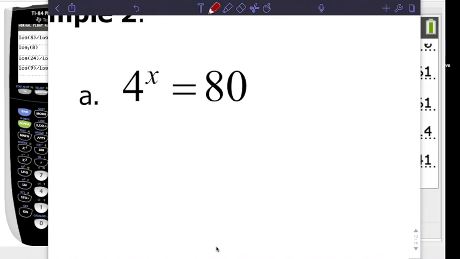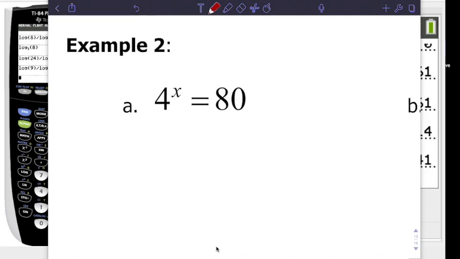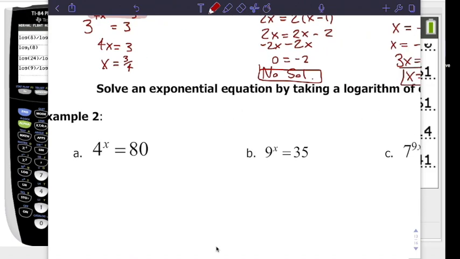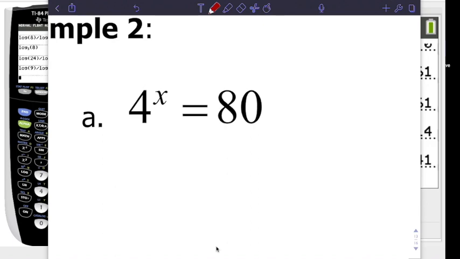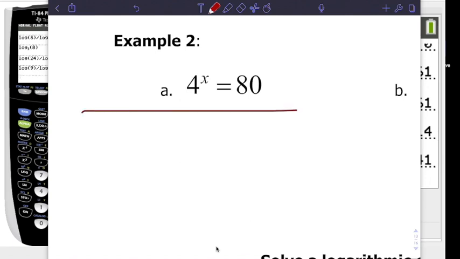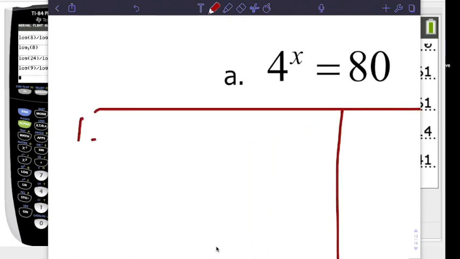There are 2 different approaches to solving these types of equations. You can take the log of both sides, or you can just think about switching your forms. I'll do it both ways here. Typically, I switch forms, but you can also log both sides. And here's what I mean by log both sides. You can go log of 4 raised to x equals log of 80.